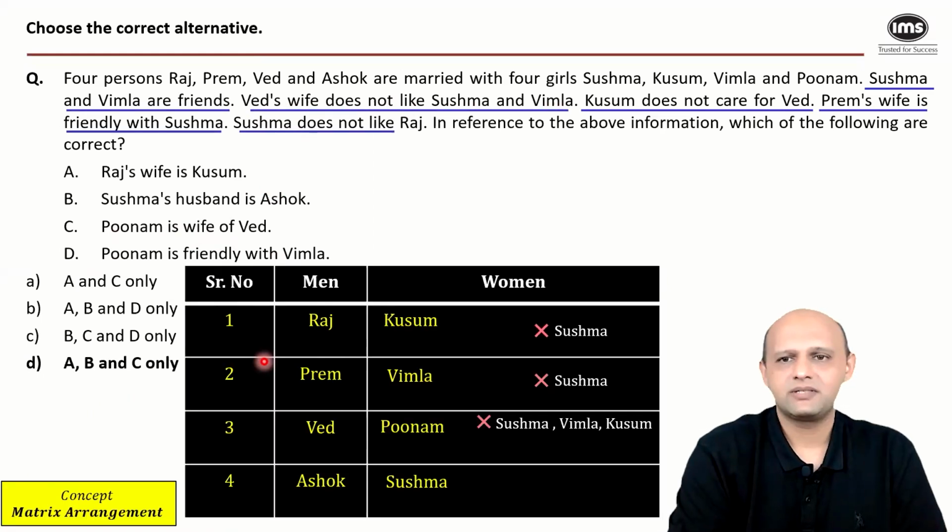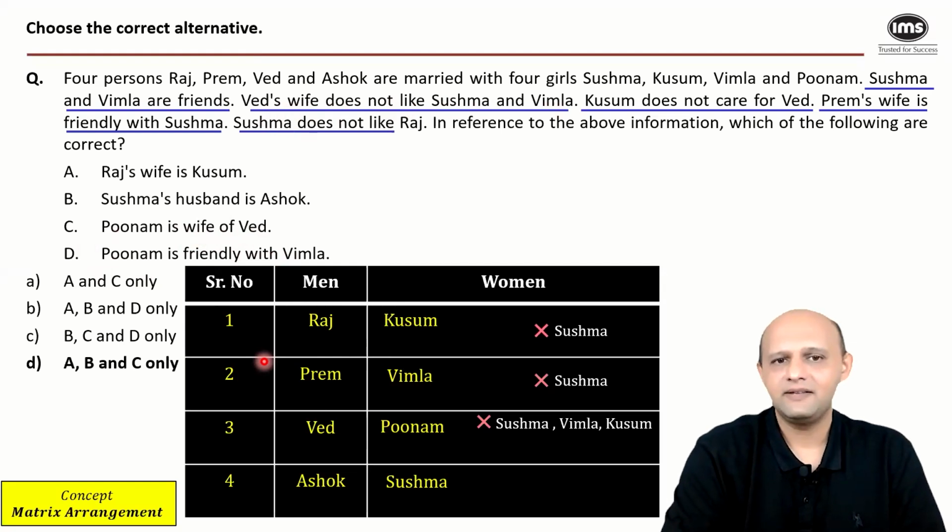An interesting question here on matrix arrangement or double lineup distribution. Now there's a slight problem with the question, an ambiguity. We'll figure that out as we proceed to solve the question. Four men are married to 4 girls, and their names are mentioned here. Sushma and Vimla are friends. Now, this bit is interesting.